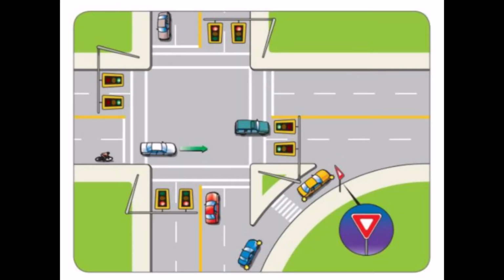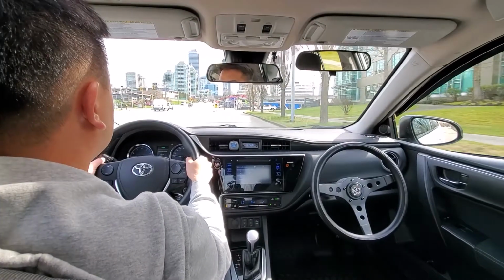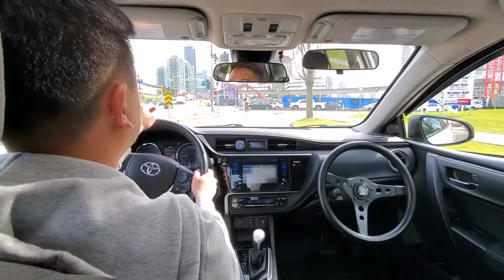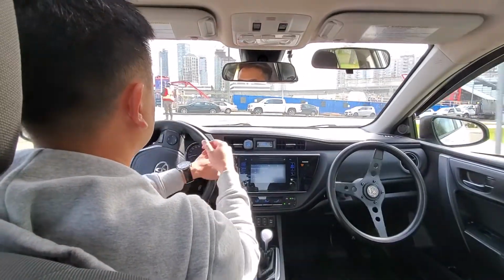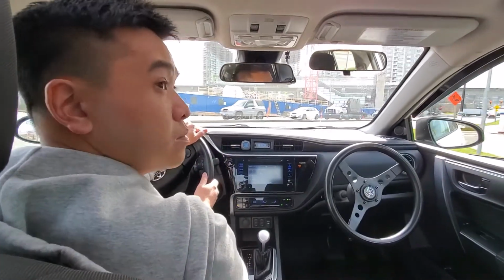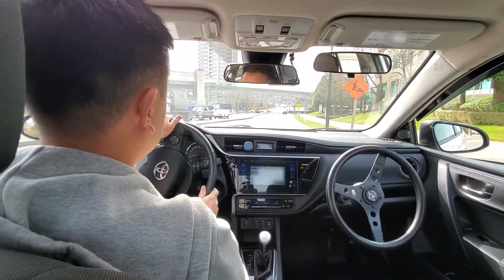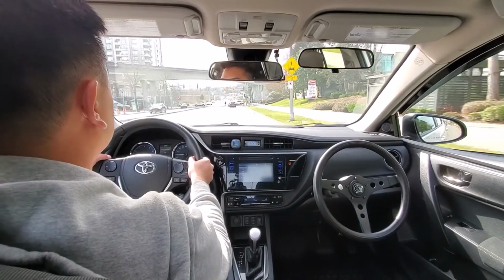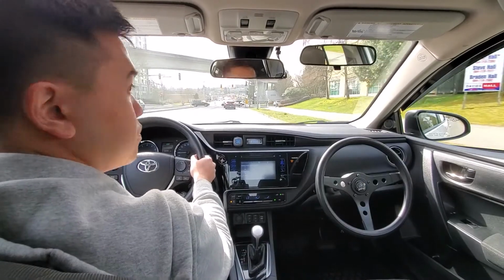And again, we're approaching a yield sign right turn. So make sure you're slowing down and checking for pedestrians and cars. I recommend anywhere between 15 to 20 kilometers an hour. Slowing down, checking for pedestrians. Okay, so up ahead here, we turn right.